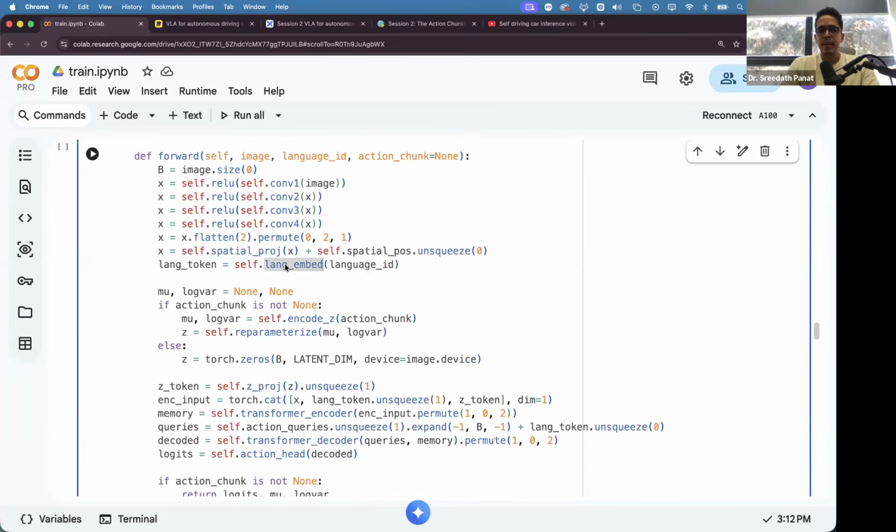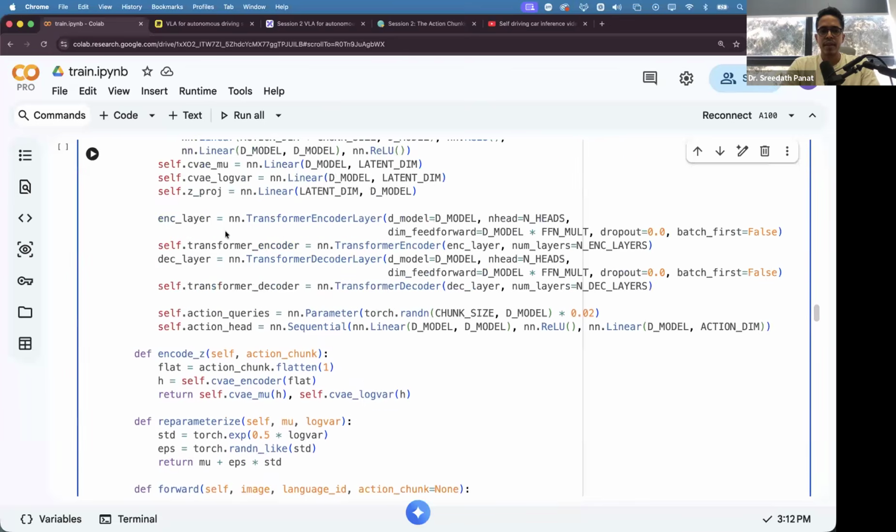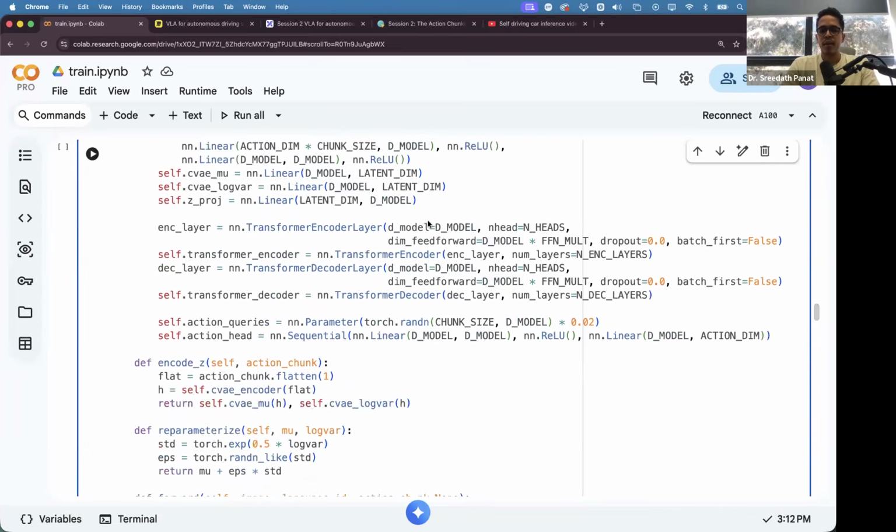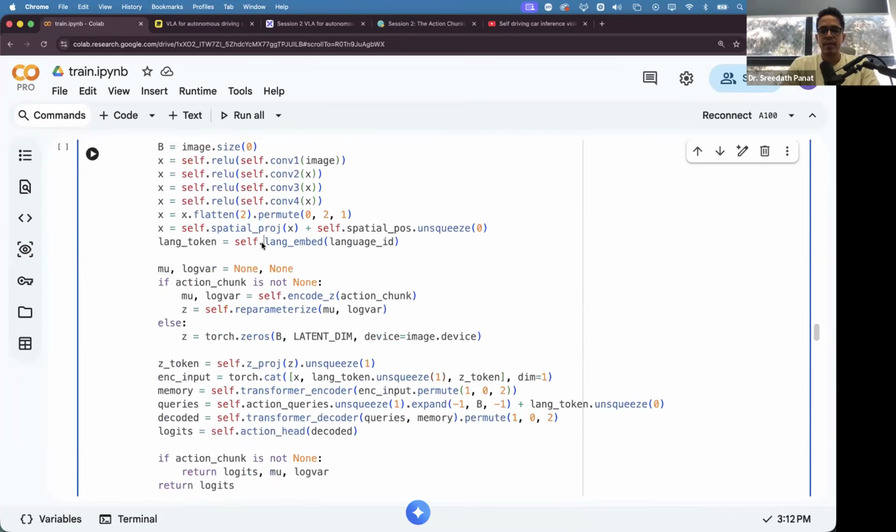Then you have a language embedding. You have defined the language embedding over here, which is an embedding where the number of intents is 2 and the dimensionality of the model is 64. It's an embedding layer which will project into 64 dimensions. It will pick from one of the two. So if the language embedding intent is 0, it will pick the first row. Otherwise, it will pick the second row.